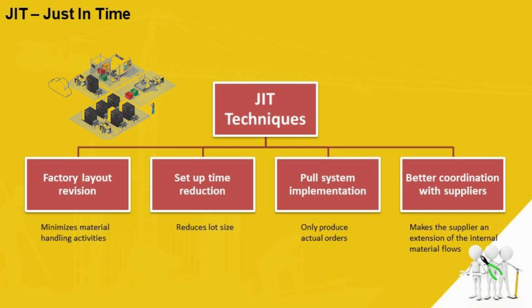In the factory layout revision, the layout of factories can be revised to introduce assembly lines and manufacturing cells. It is sometimes called continuous flow manufacturing. The purpose of this layout modification is to minimize material handling activities and their associated transactions, and to provide faster quality feedback.